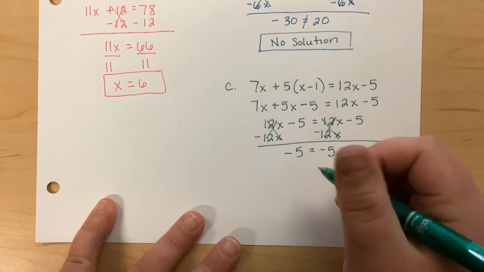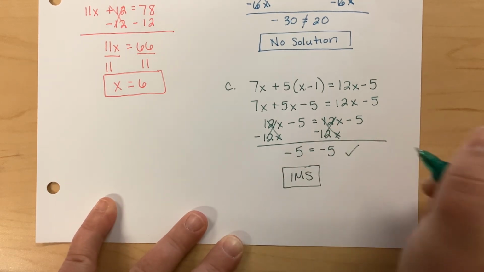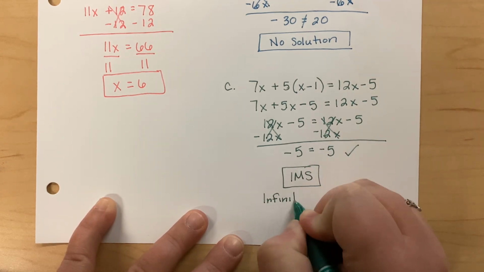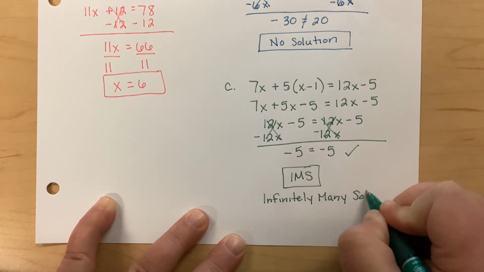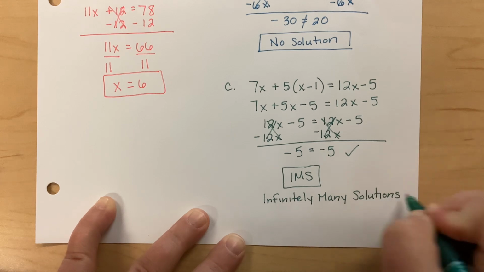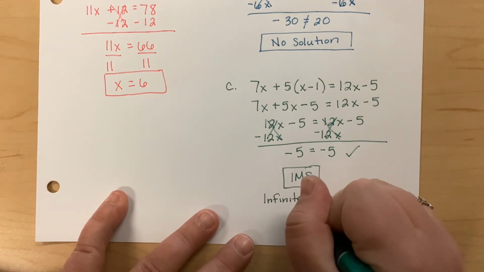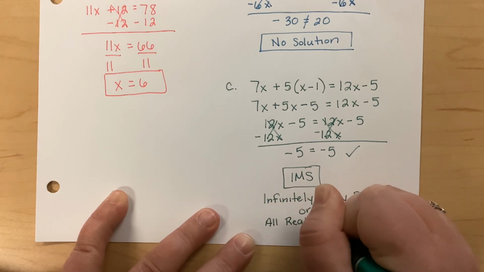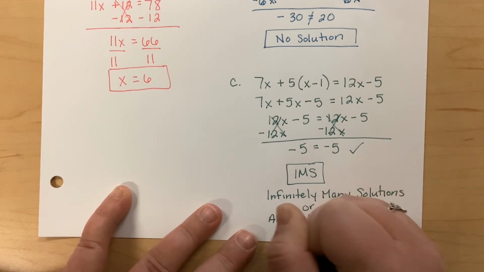And when that happens, we call that infinitely many solutions, IMS. I should have written that out. Infinitely many solutions. In this case, you could also say all real numbers because every single real number will work. So we could also say all real numbers. This is also something called the identity.